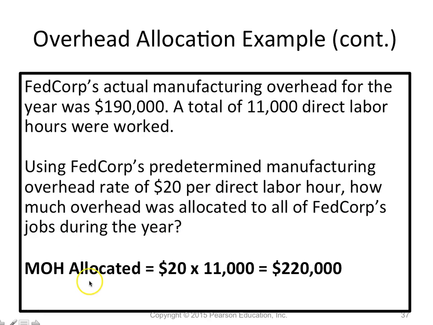So the total allocated overhead will be $20, the estimated rate, times the actual 11,000 hours. So total allocated is $220,000, and the actual number is 190,000. So it'll be a $30,000 difference. We have over allocated $30,000 in our case here.